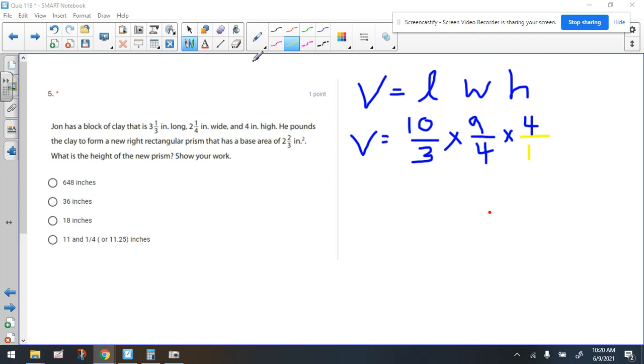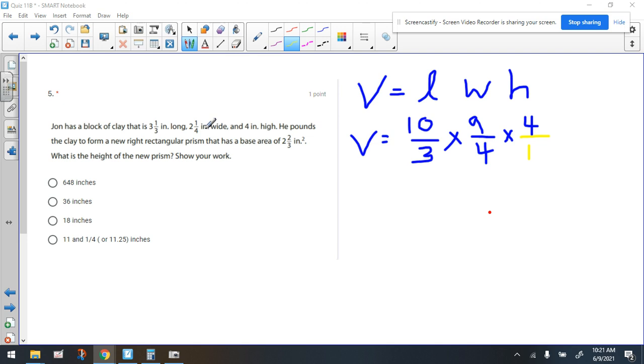Hey everybody, we're looking at number 5. John has a block of clay that is 3 1/3 inch long, 2 1/4 inch wide, and 4 inches high. He pounds the clay to form a new right rectangular prism that has a base area of 2 2/3 square inches. What is the height of the new prism? Show your work.